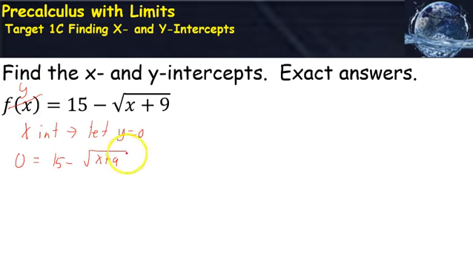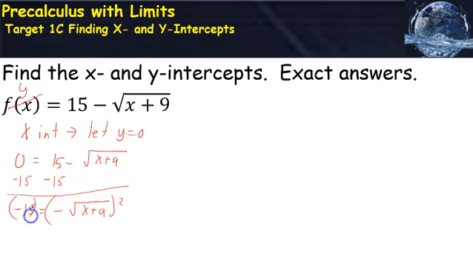Now I have to get the square root by itself. It's called isolating the radical. So I'm going to subtract 15 from both sides. So I have negative 15 equals negative the square root of x plus 9. Now to undo a square root, I have to square both sides. So I'm going to square this side, and I'm going to square this side. I also could have divided by the negative first if I wanted to, but when I square, I'm going to take care of the negative, so I'm not going to worry about doing that.